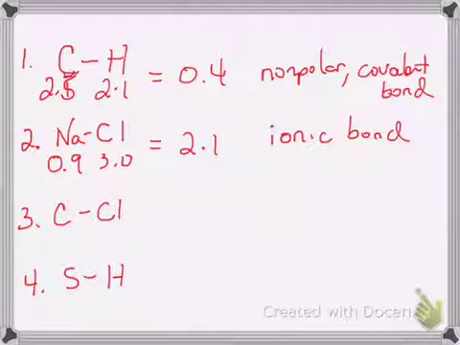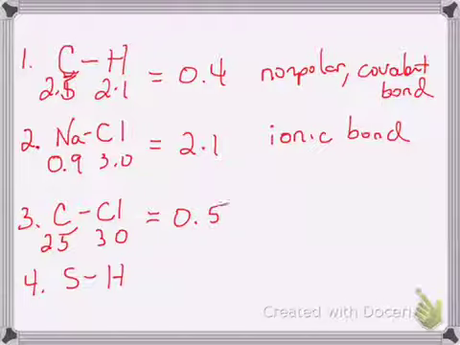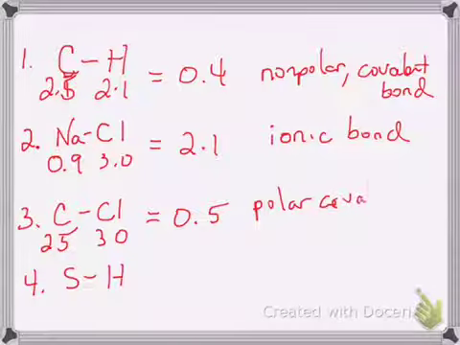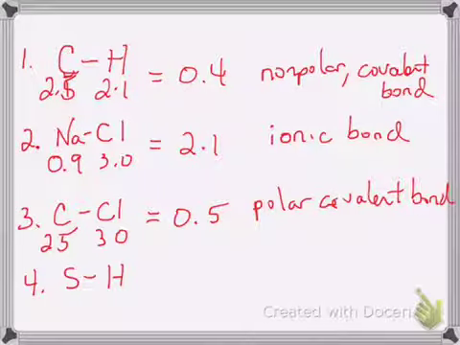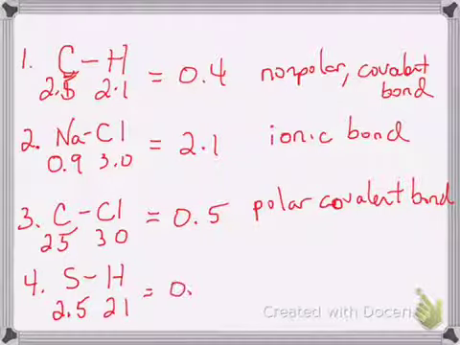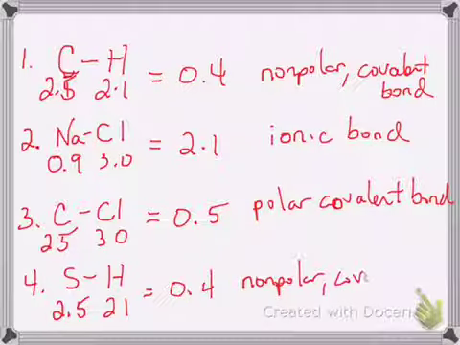The next one, the third example, the carbon is 2.5. And the chlorine is 3.0. And so the difference between those is 0.5. That falls in the range of 0.5 to 1.6. So that makes this a polar covalent bond. Sorry about my writing. This pen is difficult to use sometimes. And the last one, the sulfur and hydrogen. On my electronegativity chart, I see sulfur has a 2.5 and a hydrogen has a 2.1. And so the difference there is 0.4. And so this would fall into the nonpolar covalent bond.